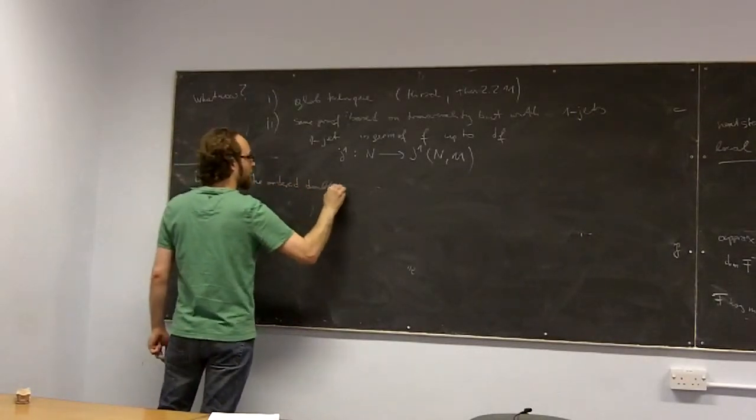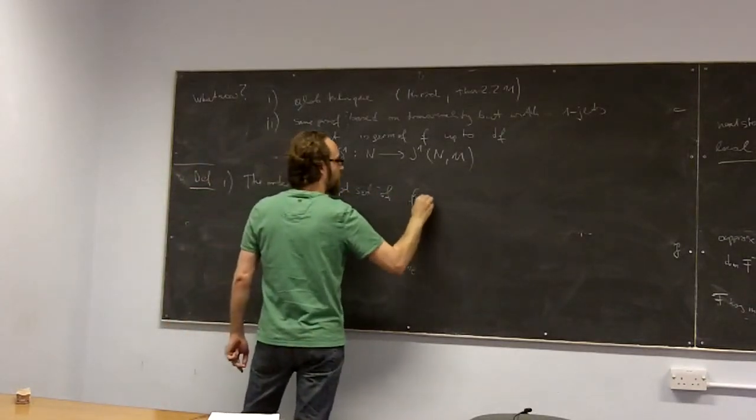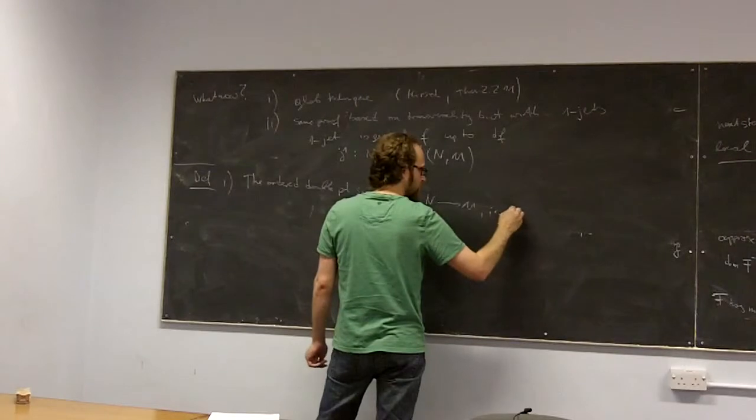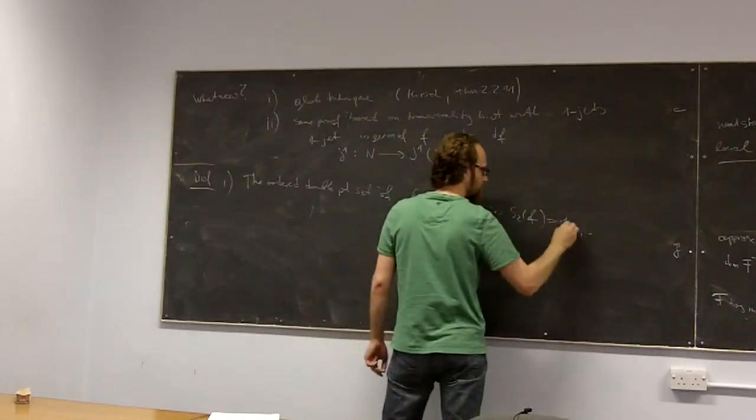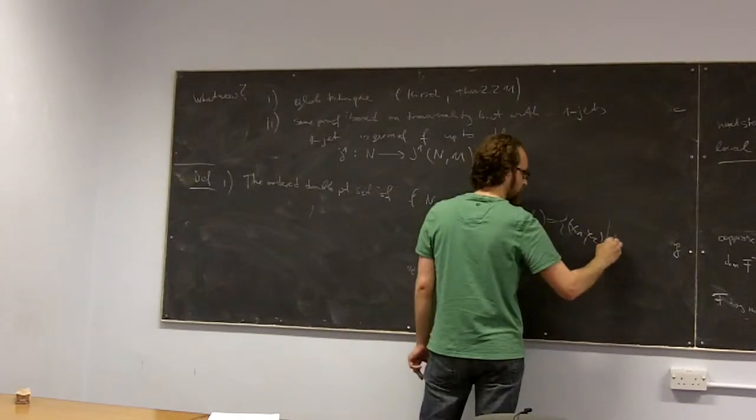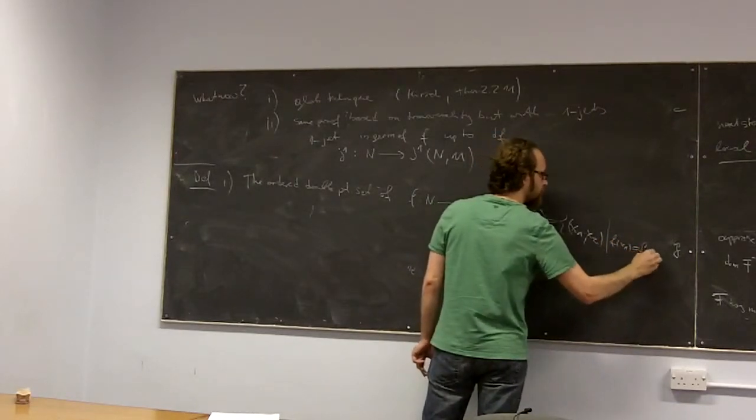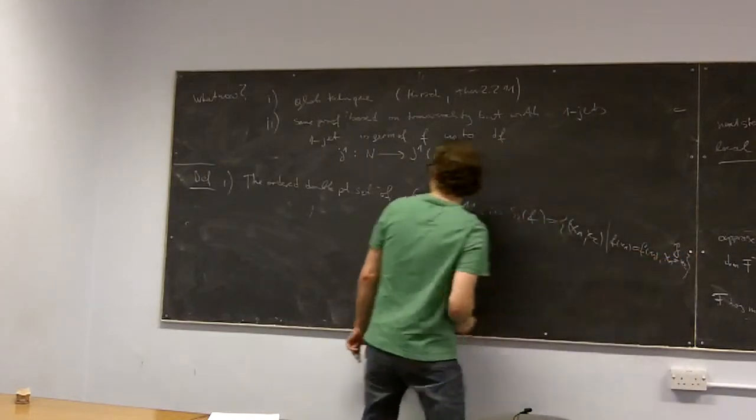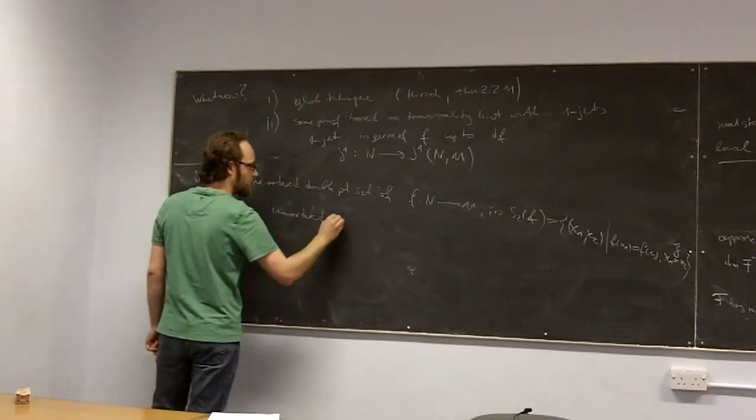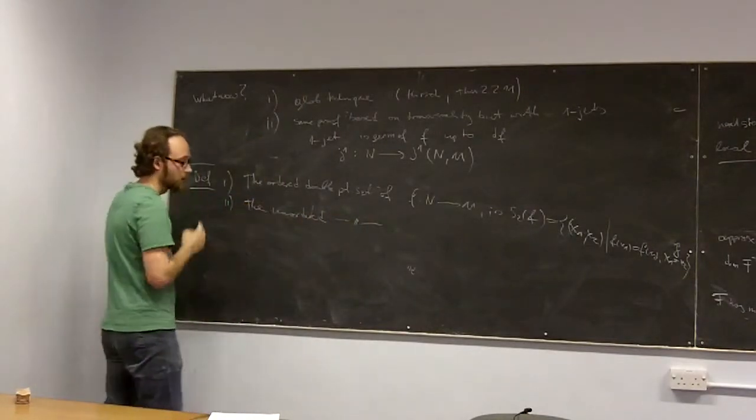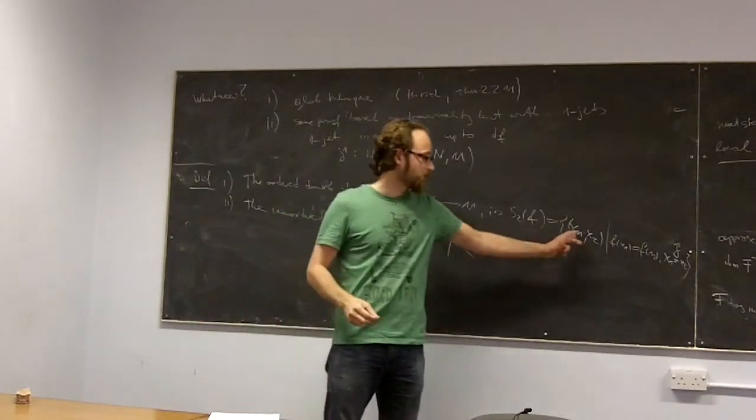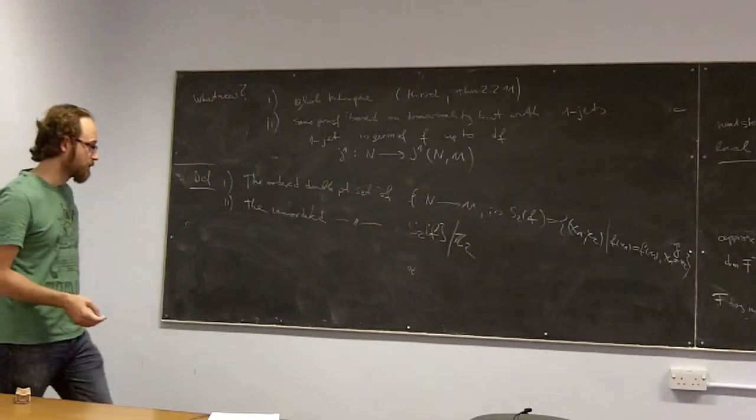The ordered double point set of the map from N to M is, well, what you think it is. The collection of all points such that f of x1 equals f of x2 and x1, x2 are distinct. The unordered double point set is the ordered double point set modulo the Z2 action permuting the tuple.